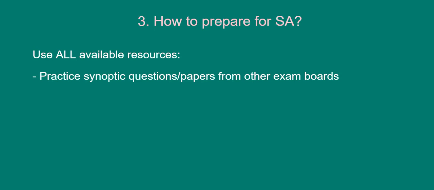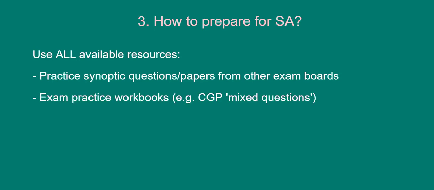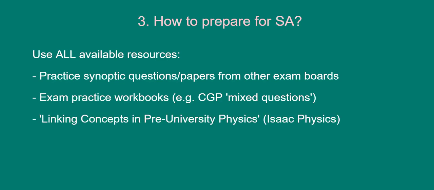Other useful resources are exam practice workbooks. For example, CGP have ones for AQA and OCR A, with sections on mixed questions, which are synoptic in nature. You may also want to check out Linking Concepts in Pre-University Physics by the Isaac Physics team at Cambridge, which is very cheap, although you can even attempt the questions online for free. While I don't have a copy, it's likely to be very good given that it's by Isaac Physics, with their emphasis on developing problem-solving skills. I'll provide a link to this book in the description.